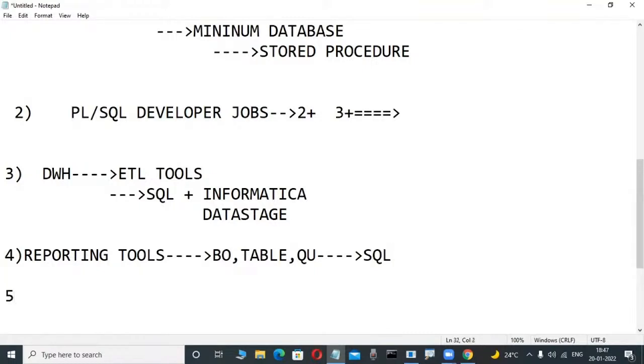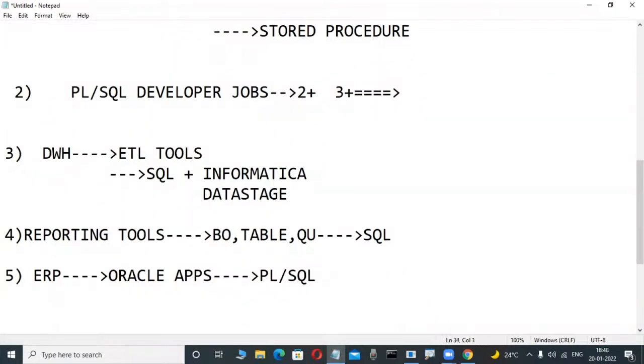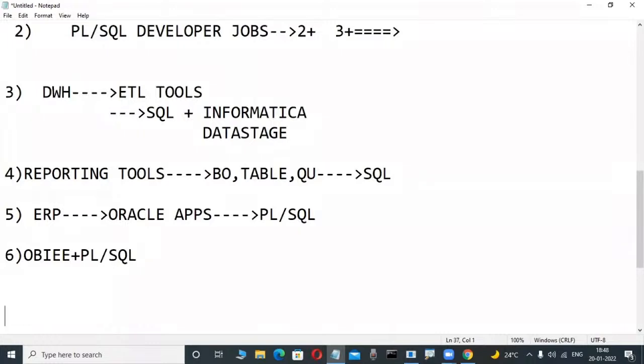Then some programmers are interested in the ERP side. Oracle Apps is an ERP, same as SAP. Oracle Applications 11i is there. These persons need very good knowledge of PLSQL, so they also learn these courses. Then OBI programmers are there. This product also comes with PLSQL jobs, and those persons also learn these courses.